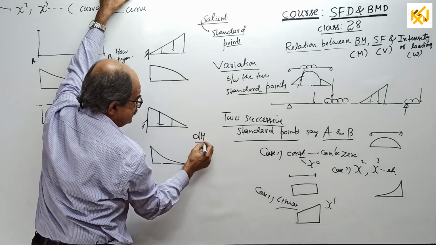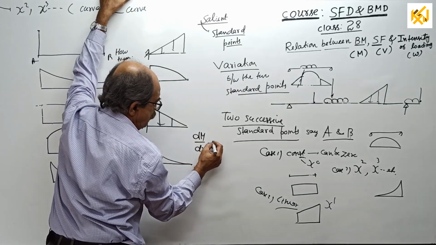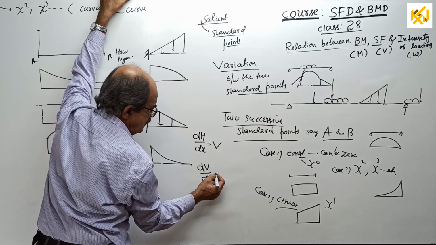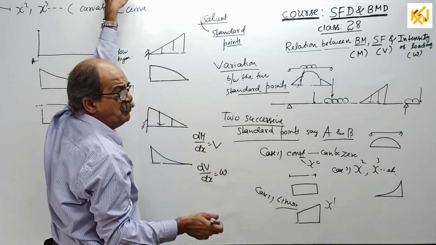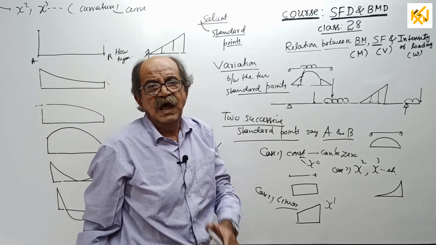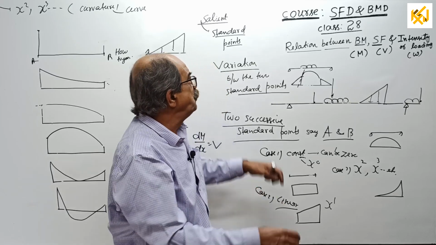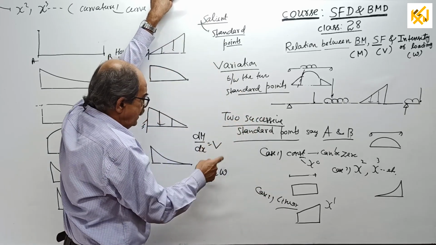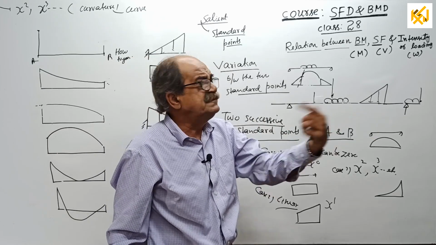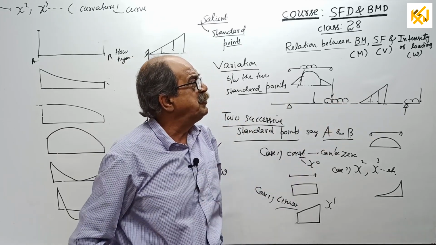dM by dx equal to V. Then dV by dx equal to W. Some will tell me, sir, not W, sir. Then minus W. Keep quiet. I will show it can be W. If you start from left side with the shear force convention, it will become minus W. Same thing if I start from right side and take X from there, it will become plus W.